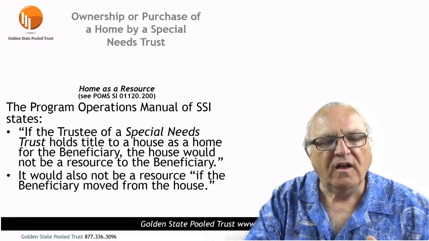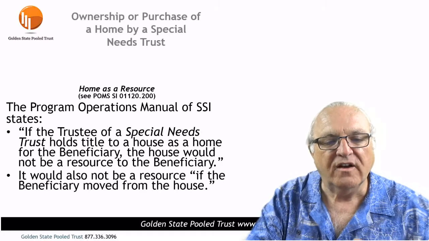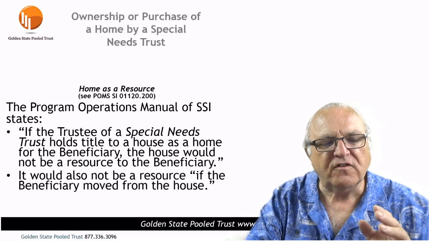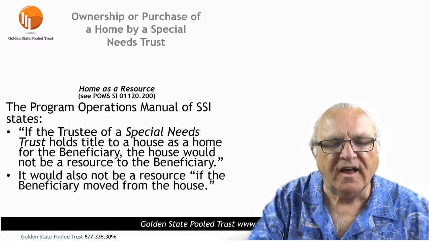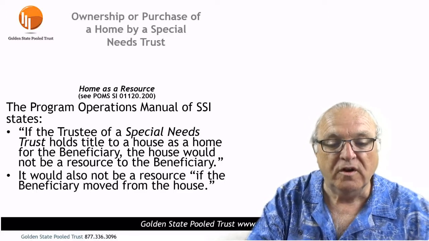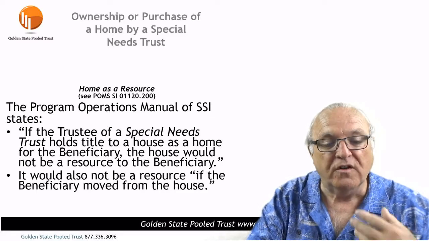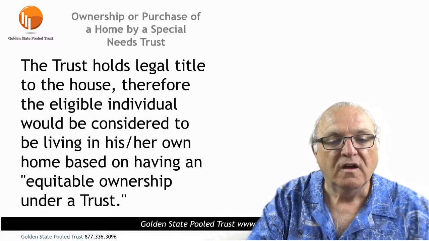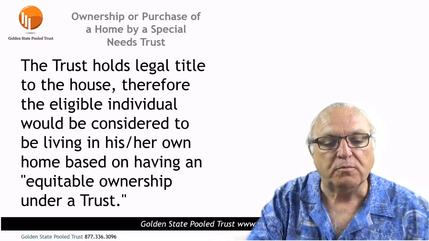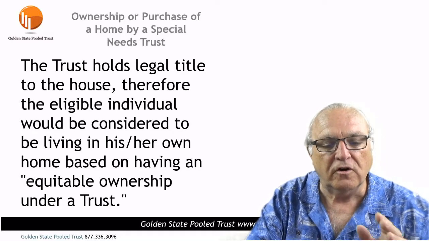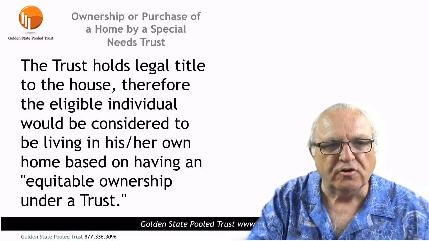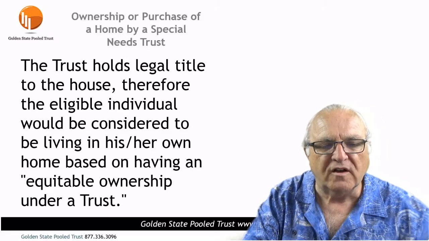So what the law says here under POMS SI 01120.200 is if the trustee of a special needs trust holds title to a house as a home for the beneficiary, the house is not a resource to the beneficiary. It would also not be a resource if the beneficiary moved from the house. The trust holds legal title to the house, and therefore the eligible individual would be considered to be living in his or her own home based on a concept called equitable ownership here under the trust.